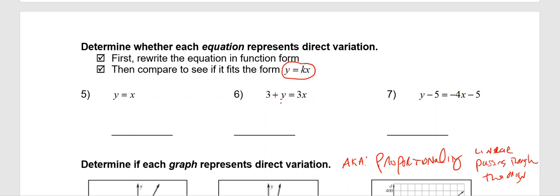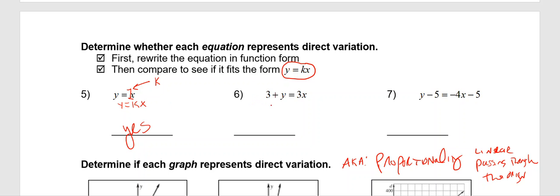So if my equation does not look like that already, then I'm going to need to convert accordingly. So the first one, we may get a little bit confused because I don't see a coefficient in front of x, but if I needed to see that coefficient, I know it would be 1. And that would be my k value, and that would certainly look like y equals kx, wouldn't it? y equals 1x, my k value being 1. So yes, that's direct variation, otherwise known as proportional or proportionality.